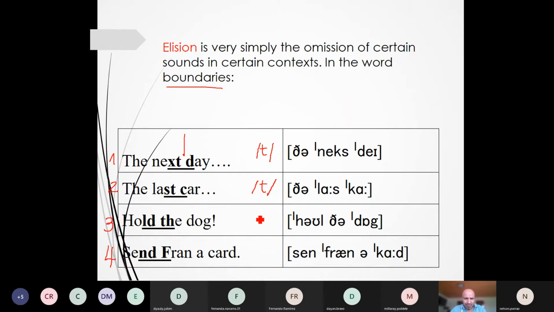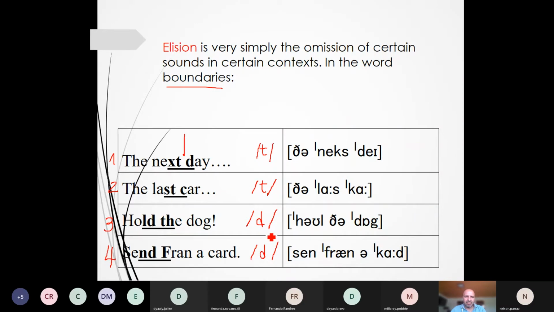And number 3, what do you all think? What's the sound missing here? The D. Exactly, the D. What about the last one? The D as well. The D as well, exactly.